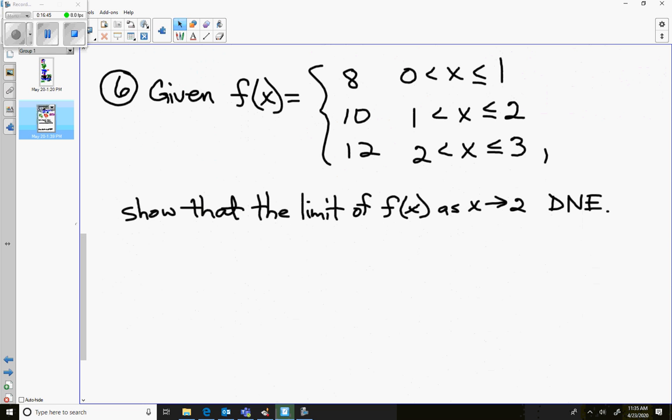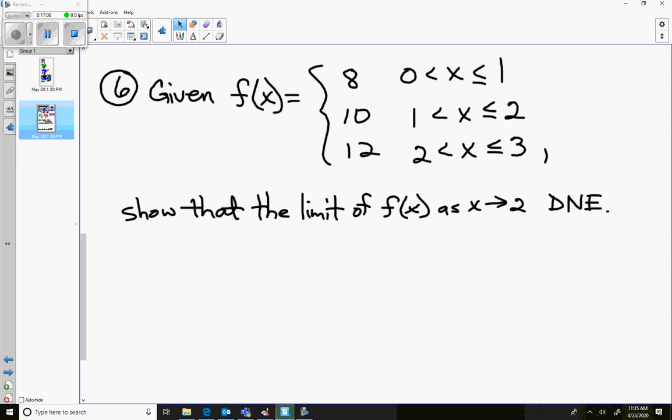All right, number 6, more piecewise. Show that the limit of f of x as x goes to 2 does not exist. Okay, show. So I've already told us the answer. The answer is it does not exist. So the real answer to this problem is the work that proves it.